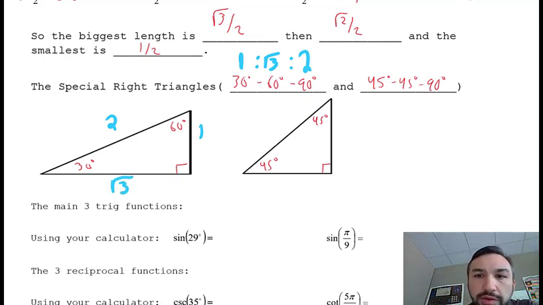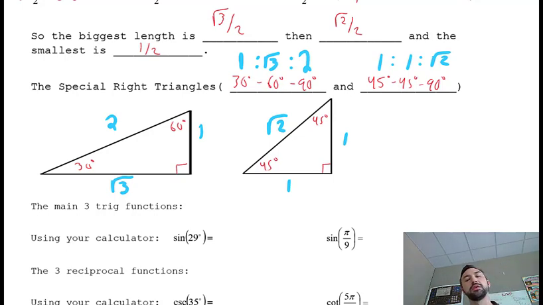Okay, and then in 45, 45, 90, these would be equal. And the biggest side will be the smallest side times the square root of 2. So 1, square root of 2. All right, so that should sound familiar.